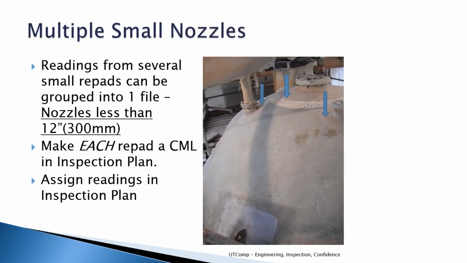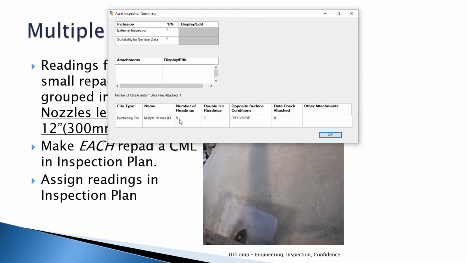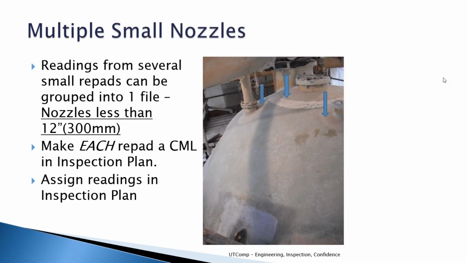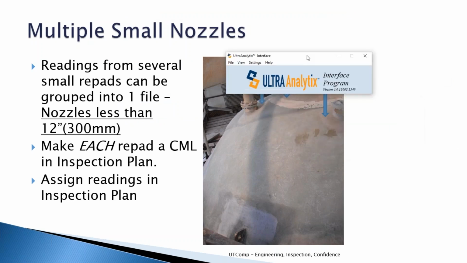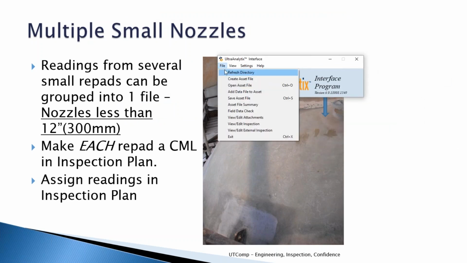It's asking me to confirm whether or not double hit was used. And so after I get that, I say, okay, I've got this many readings. Okay. So what do we do next? We haven't put anything into the inspection plan. Well, the way we address that, as I pull this over, I click on File, and I view or edit the inspection.